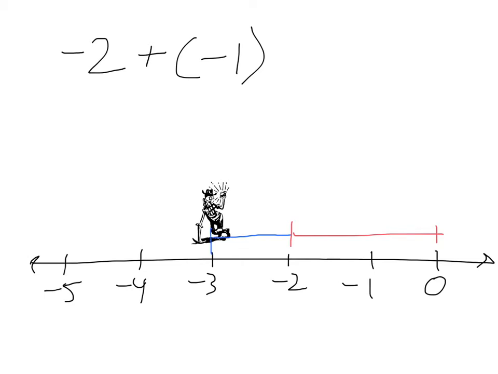Again, I wonder if there would have been an easier way to do that. And in fact, there is. I could have just added the negative 2 and the negative 1 together, but that doesn't really make sense yet, but it will later on.